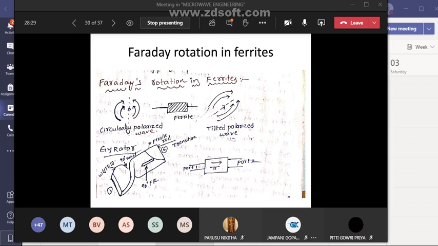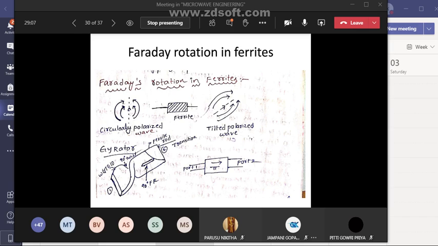So the Faraday principle states that if a circularly polarized wave is made to pass through a ferrite rod which has been influenced by the magnetic field, the axis of polarization gets tilted in clockwise direction. The amount of tilt depends on the strength of the magnetic field and the shape and material of the ferrite rod.